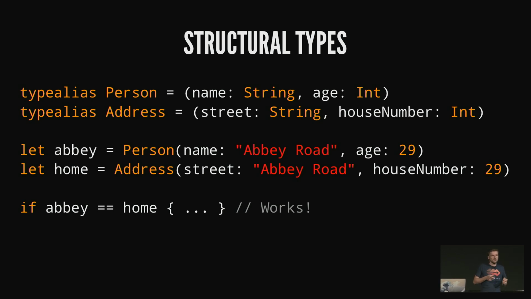And yet, if I was to use tuples to implement these, and I've created type aliases here just for readability, but it doesn't actually make any difference to the type. My person is obviously a person, it has a name and an age. My address has a street and a house number. But as far as Swift's concerned, these are both just tuples of string and int. And so even though I can look at this code and see that logically it makes no sense at all to compare these things for equality, as far as Swift's concerned, it's perfectly okay, and they can be exactly the same thing.